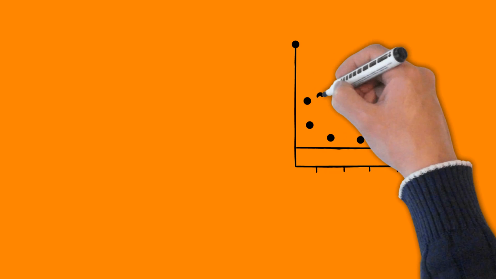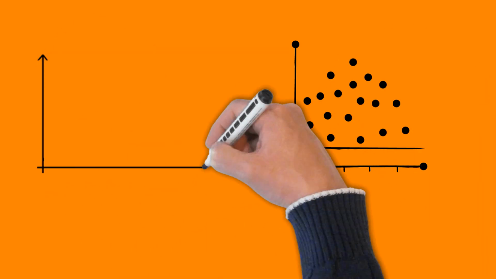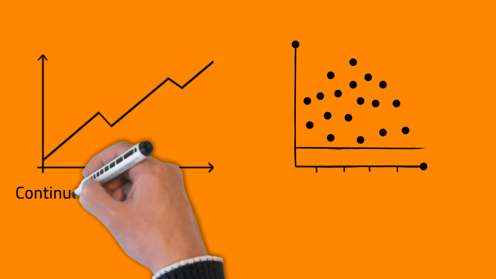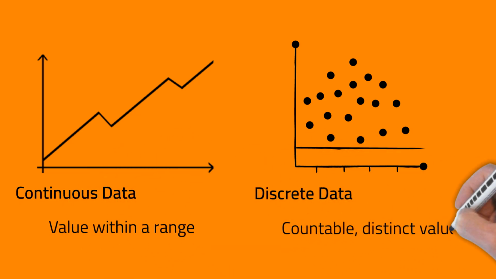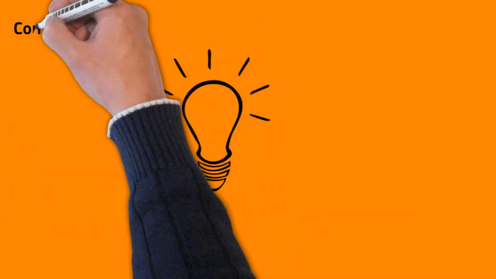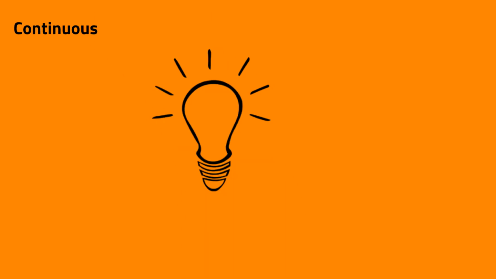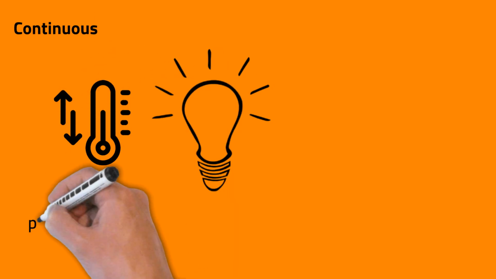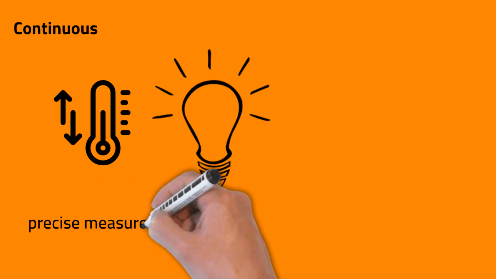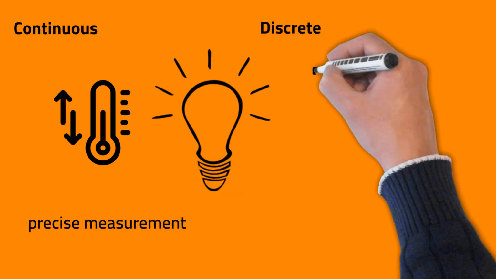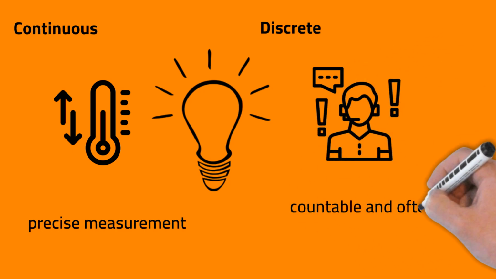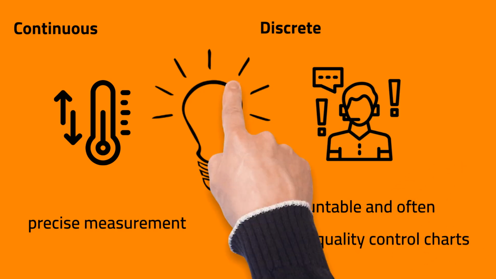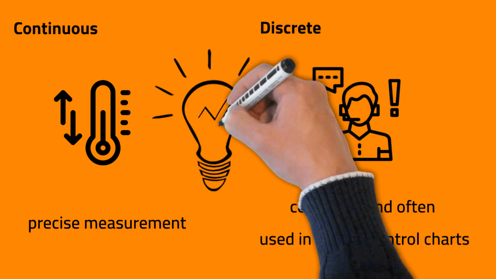Understanding data types is critical for selecting the right measurement tools and analysis methods. Continuous data can take any value within a range, while discrete data consists of countable and distinct values. In the measure phase, understanding the type of data you're working with is crucial. Continuous data, like temperature readings or cycle time, offers precise measurements and is ideal for statistical analysis. Discrete data, such as the number of defective items or customer complaints, is countable and often used in quality control charts. Knowing the difference helps ensure you apply the correct analysis techniques for accurate results.